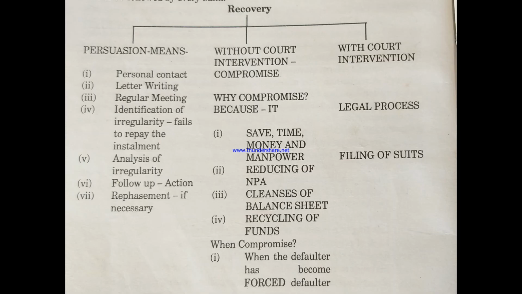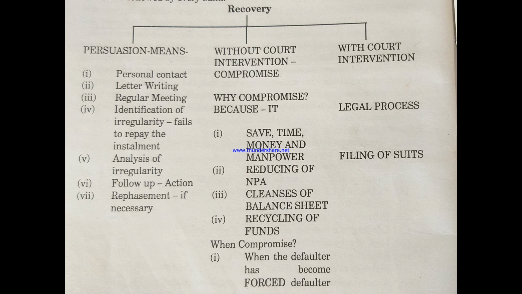Now, this is in short how the bank will recover the money which has been lent by the bank to the borrower. Now, there are three main ways in which the bank can recover. The first one is persuasion. Second is without court intervention, that is compromise. And third is with court intervention, by filing a case.